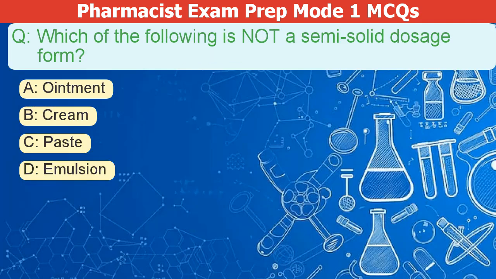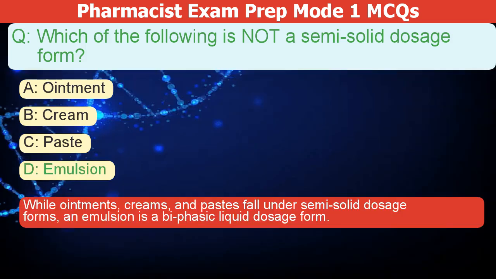Which of the following is not a semi-solid dosage form? A. Ointment, B. Cream, C. Paste, D. Emulsion. The correct answer is D. While ointments, creams, and pastes fall under semi-solid dosage forms, an emulsion is a biphasic liquid dosage form.